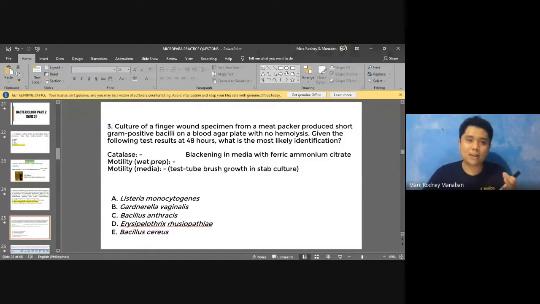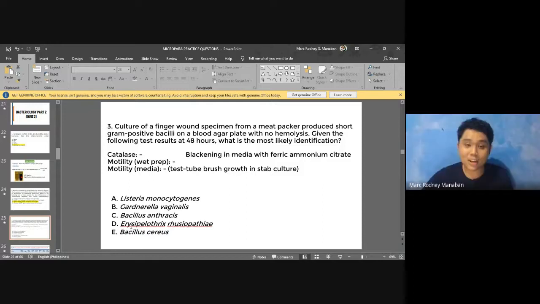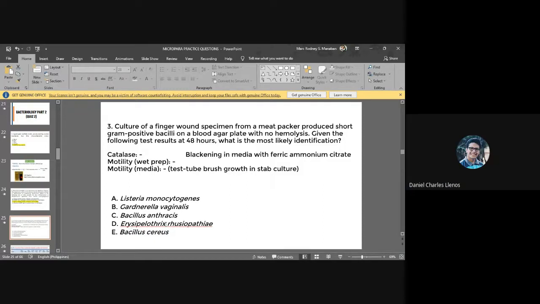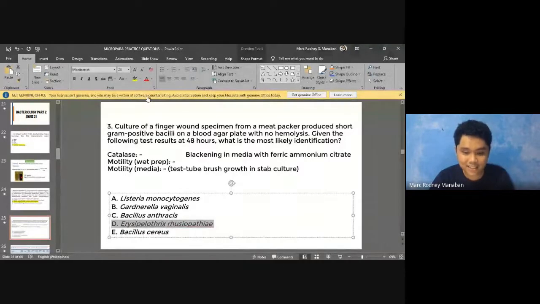If you don't know, you can rely on biochem. Motility: SIM down has test tube brush growth, and there is blackening in media with ferric ammonium citrate, which is your SIM medium. So which gram-positive bacillus is an H2S producer? Letter D, sir. Erysipelothrix. Letter D, Erysipelothrix rhusiopathiae. Alright? Take note of that.